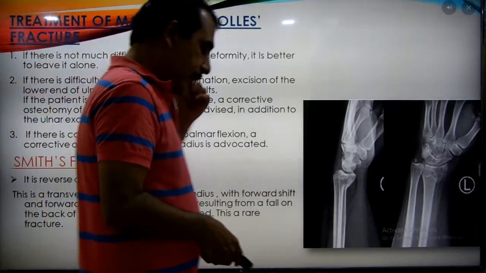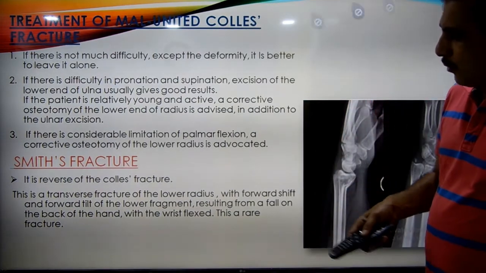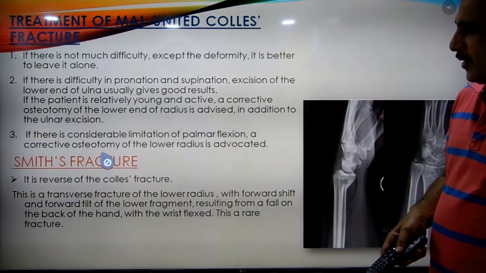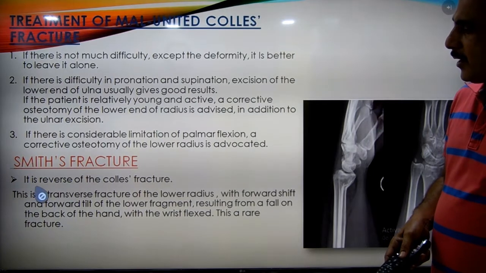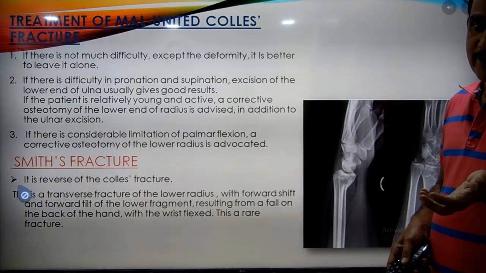Then here the Colles fracture we have completed. Now the next one, small fracture, is the Smith fracture. The Smith fracture, what is it? The reverse of the Colles fracture.